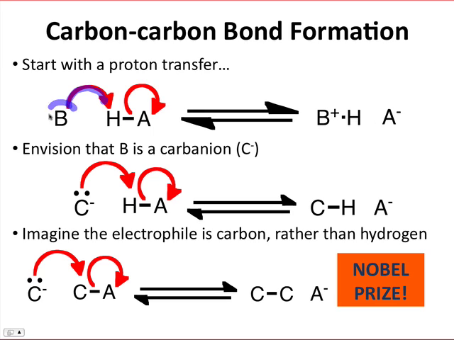Now let's take the base, B, and replace that with a carbon nucleophile. That's what we've done in going from the first to the second figure here. So now, instead of a base picking off the proton, we have this carbon base still picking off the proton and generating A-. Now let's imagine converting this hydrogen into a carbon.